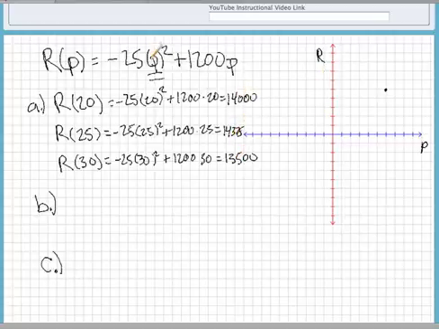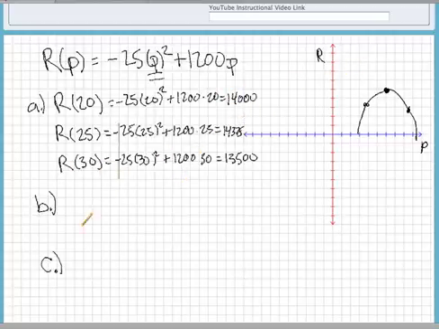So this is a parabola because it's squared right here. That's the highest point, so it's going to look something like this, with this being the maximum right here. All right? And with our inputs, 20 is probably somewhere around here, 25 is somewhere in here, and then 30 is somewhere around here, right? So our maximum looks something like that.